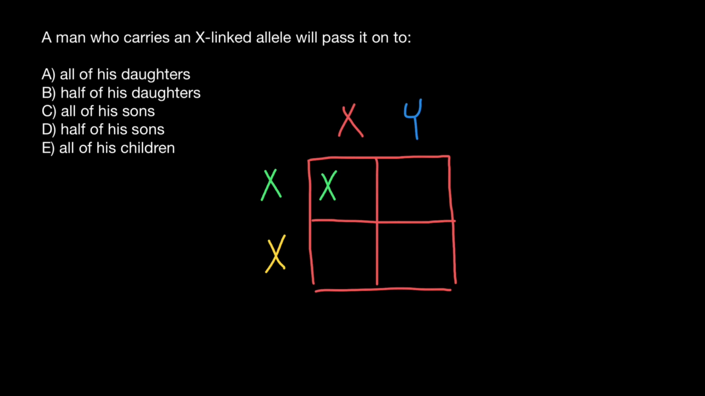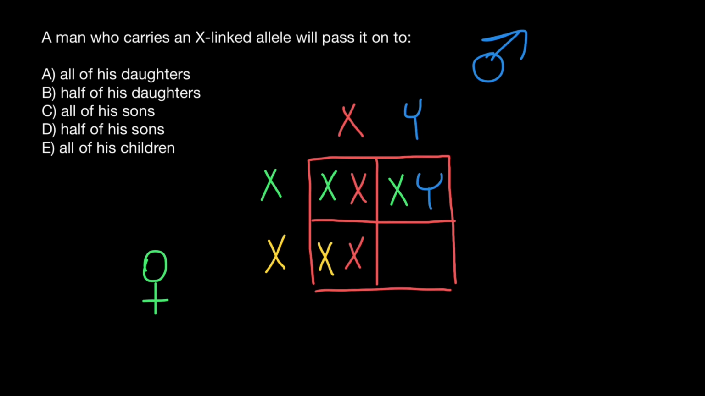X chromosome from the mother side, this is the female side, and this is the male side. So X chromosome from the mother and another X chromosome from the father. X chromosome from the mother and another X chromosome from the father. X chromosome from the mother and Y chromosome from the father, and X chromosome from the mother and Y chromosome from the father.